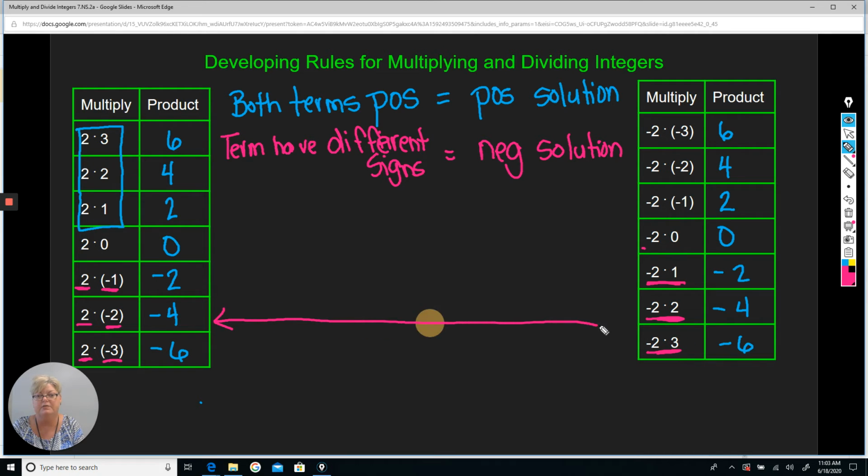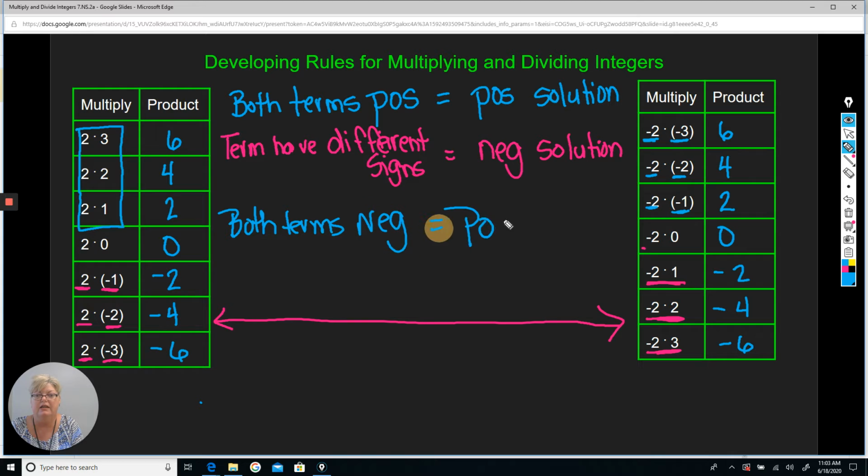This one and this one, those two match up. But look right here. What do you notice about these? These are two negative signs. When both terms are negative, what type of answer do you get? They're positive. So when both terms are negative, the solution is positive. You get a positive solution.